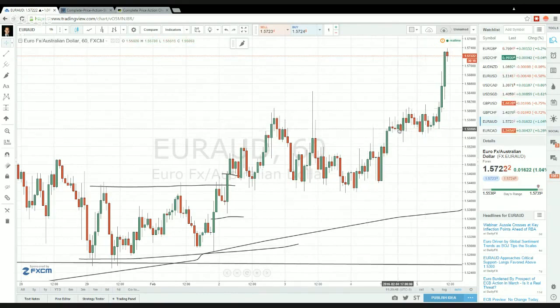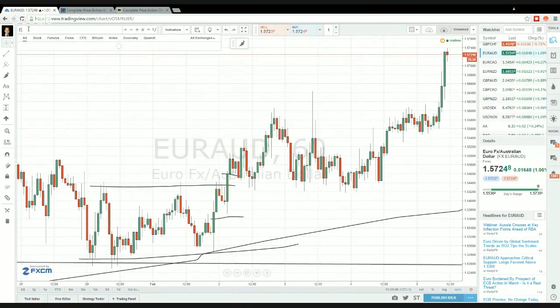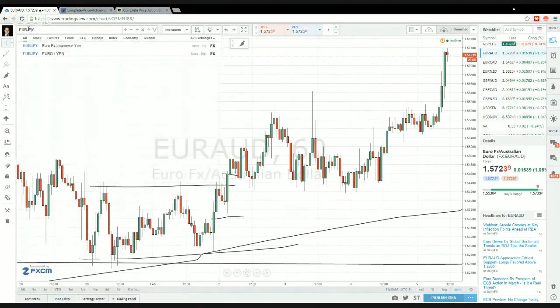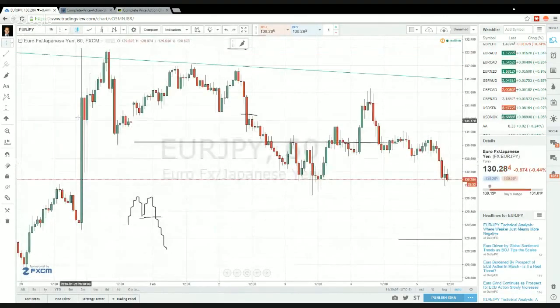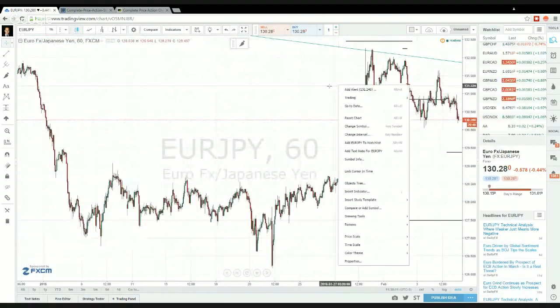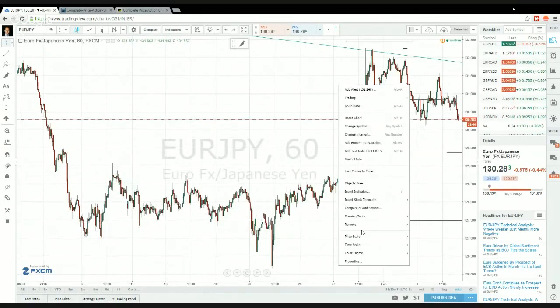Now, I had a request to cover one pair. I'm just going to go look at it. That's a pair I don't look at often. Okay, Euro JPY. Okay, cool. So this is something I don't look at often necessarily. Euro JPY, so Euro and Japanese yen.